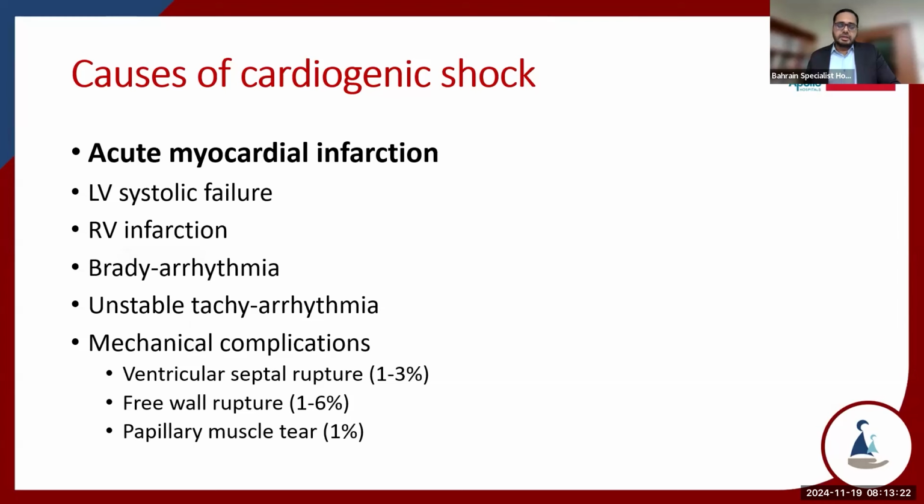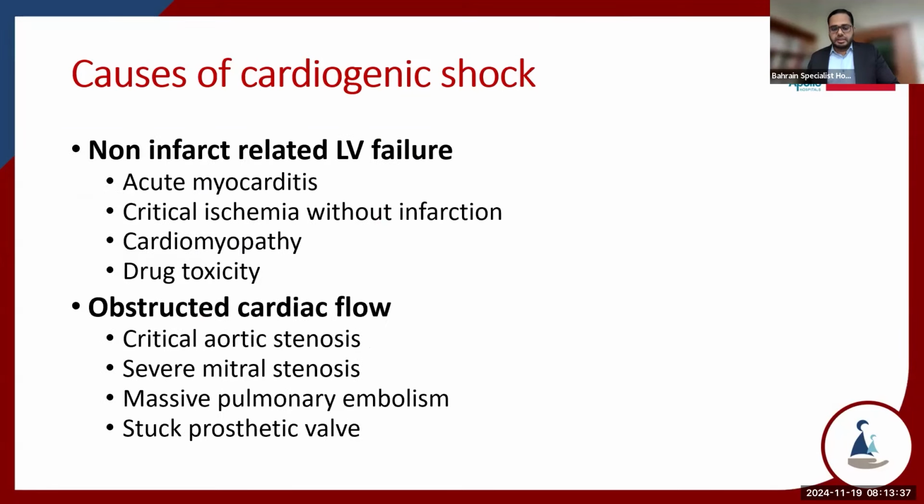And if the patient has arrhythmias like bradyarrhythmia or an unstable tachyarrhythmia, or if the patient has mechanical complications like a ventricular septal rupture, a free wall rupture, or a papillary muscle tear. Now, these are the most common causes of cardiogenic shock in patients with acute MI. The non-infarct related LV failure can happen, most commonly in acute myocarditis. This is more commonly seen in younger adults.